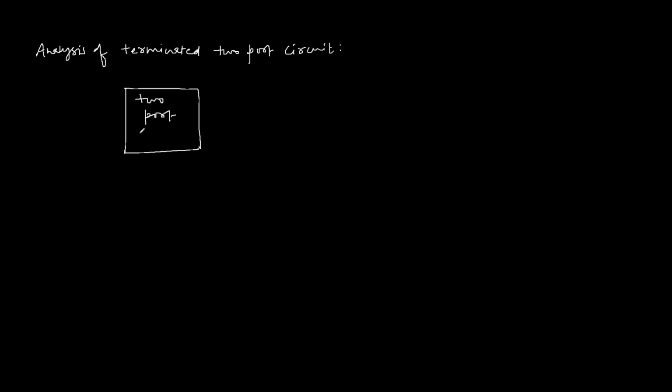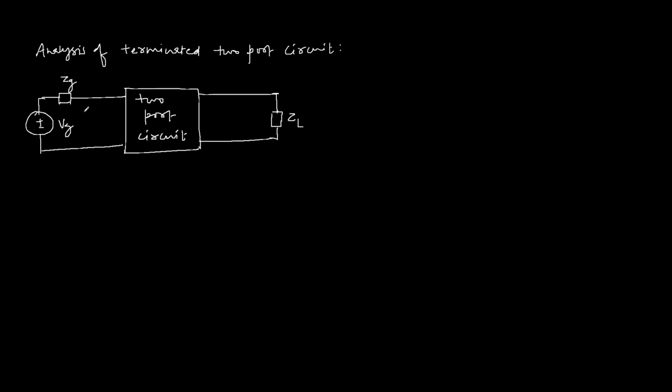Analysis of terminated two-port circuit. This is a two-port circuit, and we have the information of ABCD parameters of this two-port circuit. The two-port circuit is terminated at load ZL. And at the input port, an external source with voltage VG and impedance ZG in series is connected.